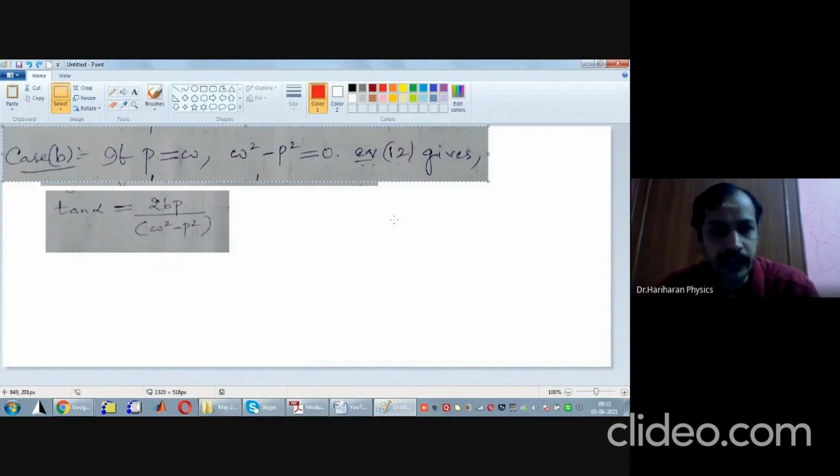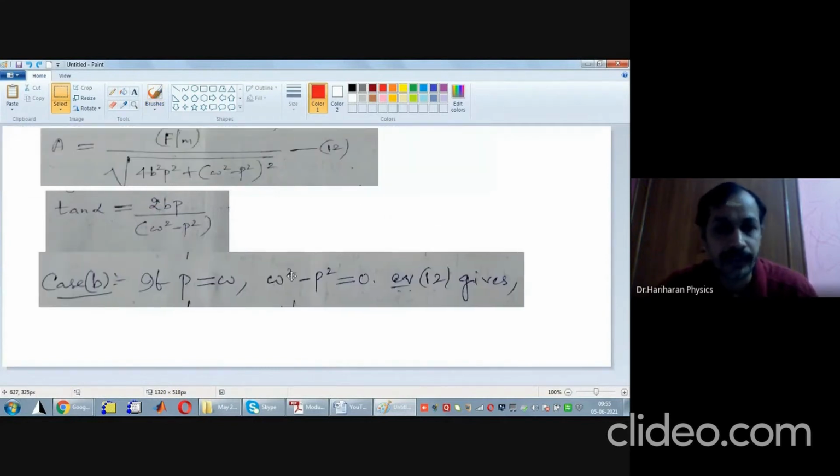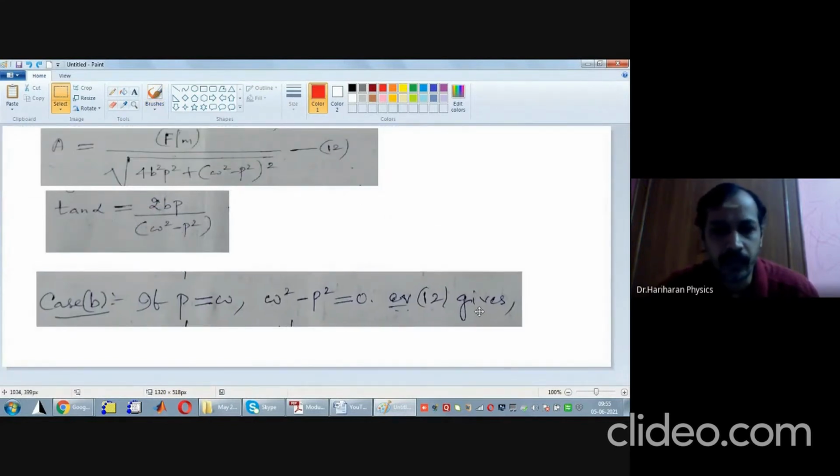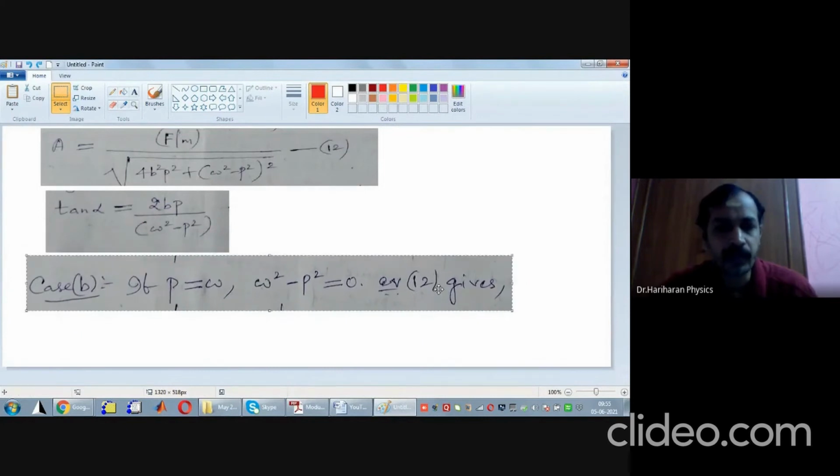Okay, so what is case 2? Case 2 is this. Here, what will happen? If P is equal to omega, then omega square minus P square is equal to 0. If omega square minus P square is 0, what will happen?